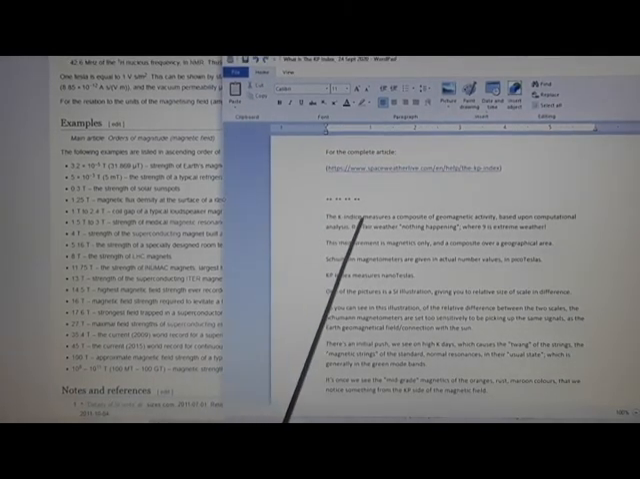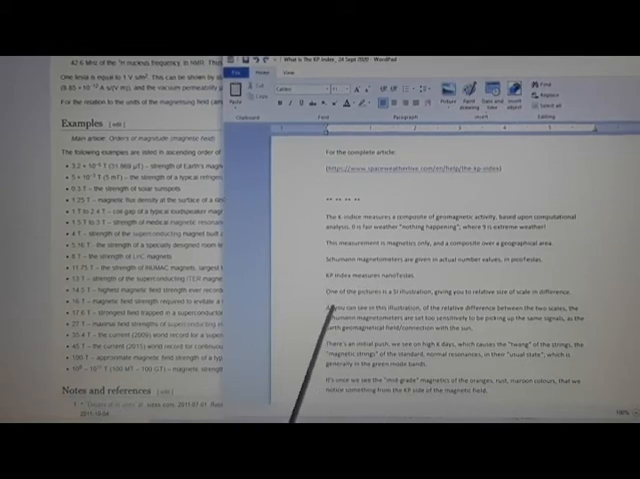The K index measures a composite of geomagnetic activity based on computational analysis. 0 is fair weather, nothing happening, where 9 is extreme weather. This measurement is magnetics only and a composite over a geographical area. Schumann magnetometers are given in actual number values in picoteslas. KP index measures nanoteslas. We showed the diagram there. One of the pictures is the SI illustration, which I showed you. Okay, it shows different size.